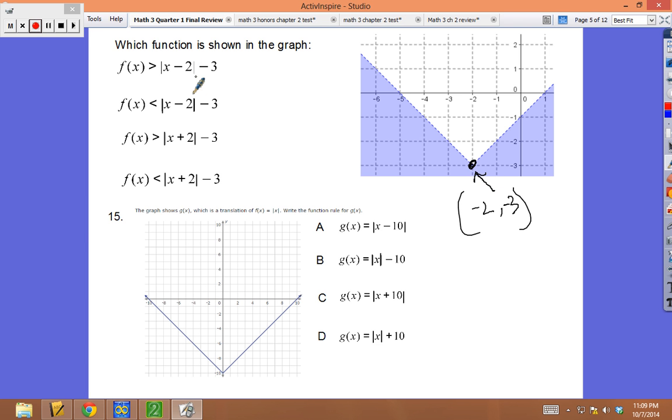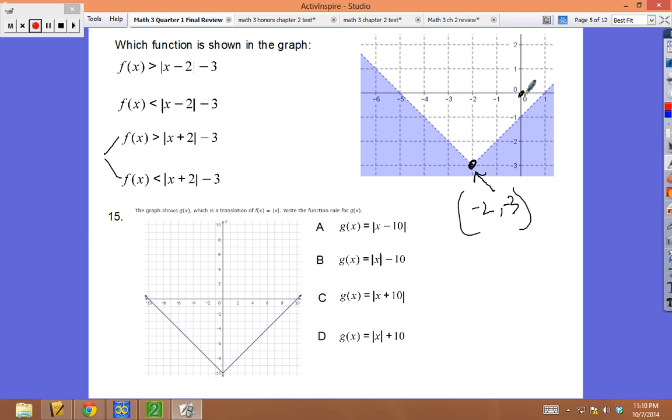So which one of these tells you to go left 2 and down 3? They're all telling you to go down 3 because that's the last thing you do, the very last shift. So that's the one on the very end. Now the one that's inside, left 2, is going to be one of these two bottom ones. So we have to narrow down to right here or here. Because if it's plus 2, they want us to go left 2. If it's minus 2, they want us to go right 2.